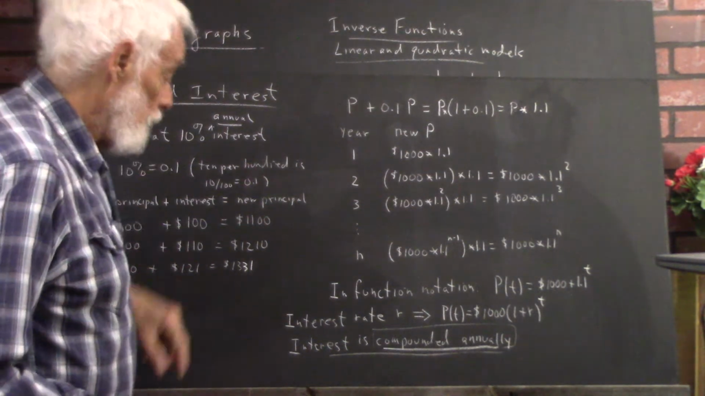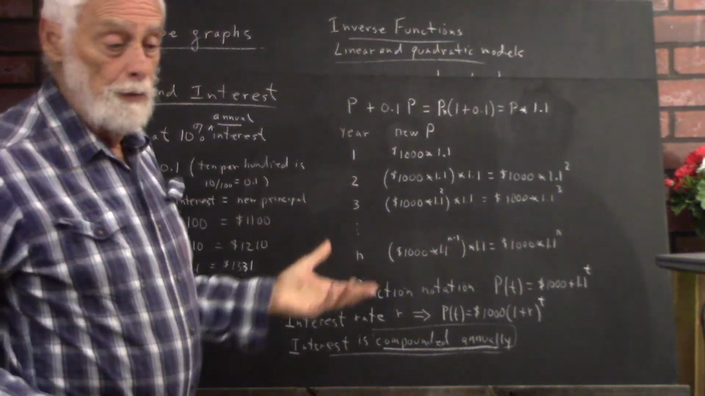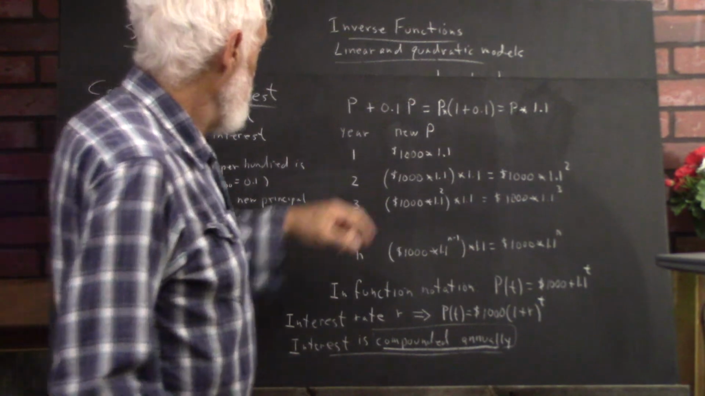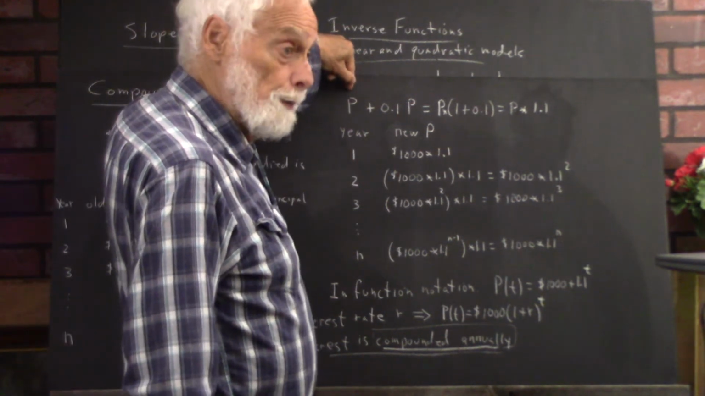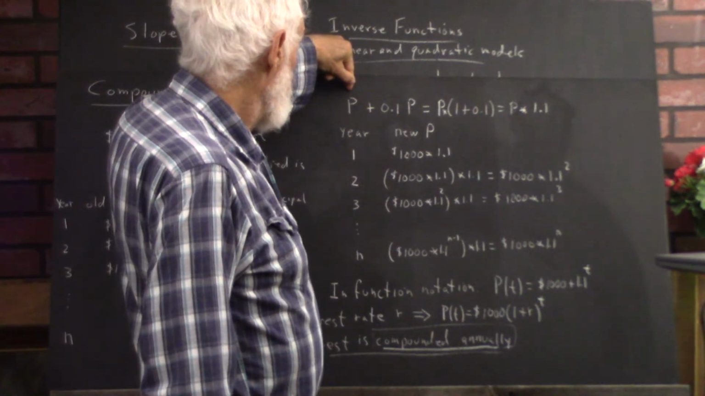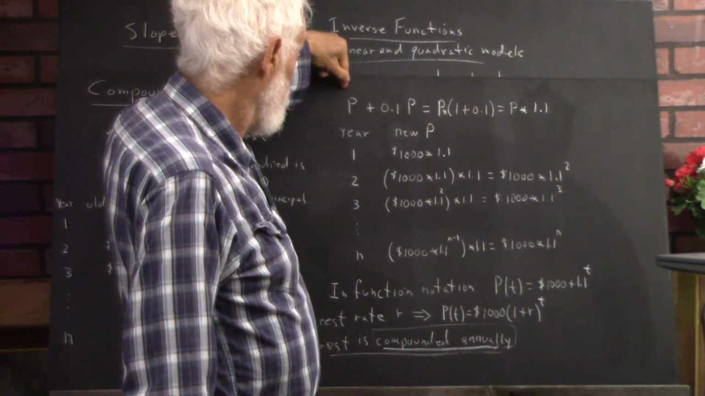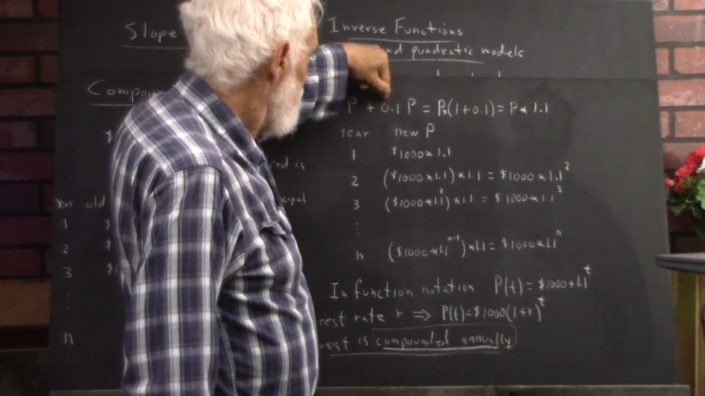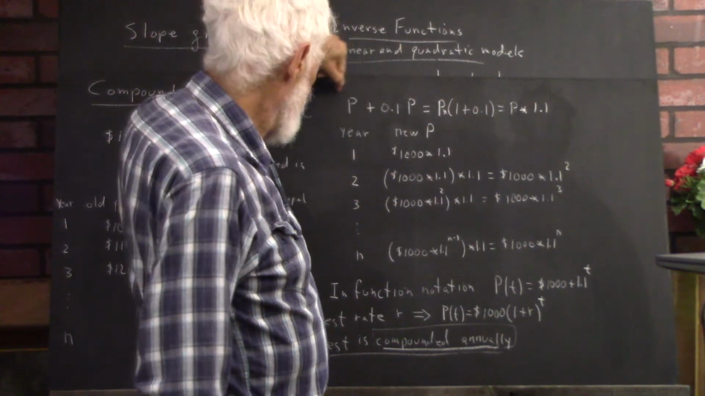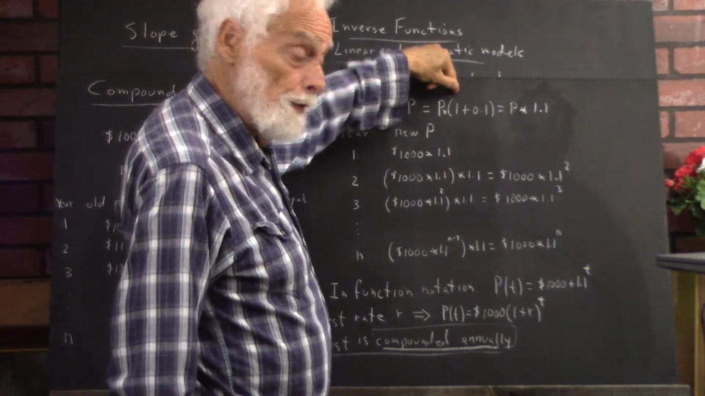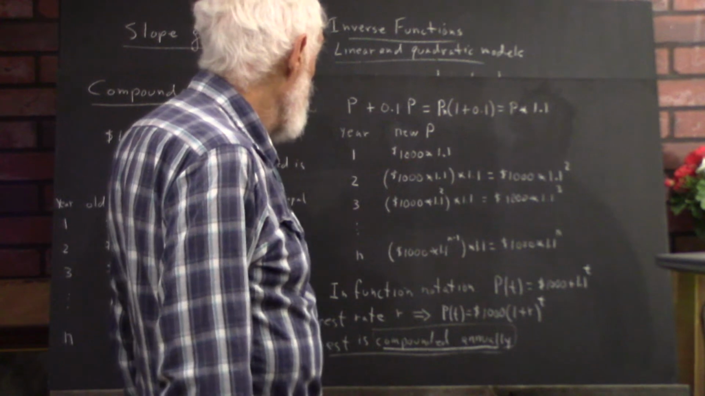Well, we can develop one. All we have to do is use a little simple algebra. Okay, so if P stands for our principal, then what we get, if this is a principal at the beginning of a year, then we take 10% of that principal and add it, and we get the principal at the end of the year. Okay?